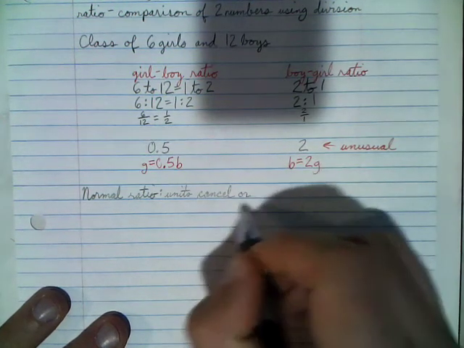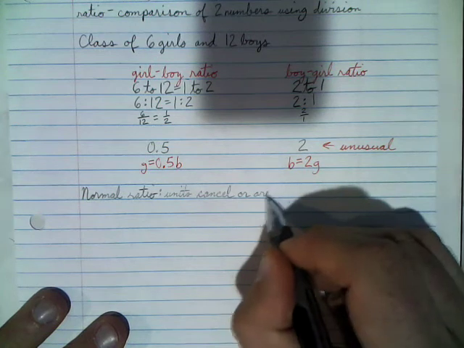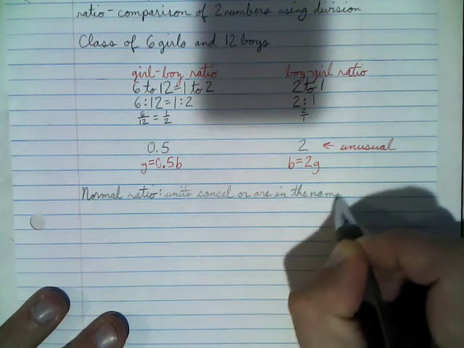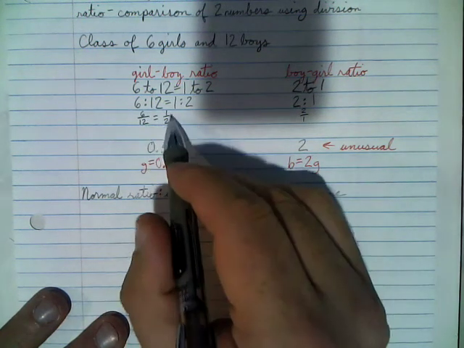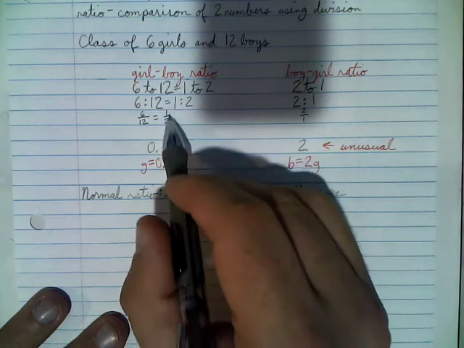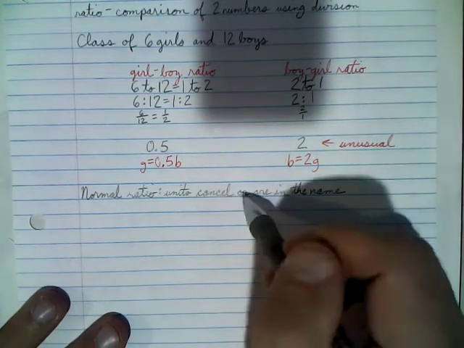Or, so the units cancel, or are in the name of the ratio. So instead of saying 6 girls and 12 boys, or 1 girl and 2 boys, we know this is a girl-boy ratio, and so we don't need to mention it down here. So either the units cancel, or they're in the name of the ratio.